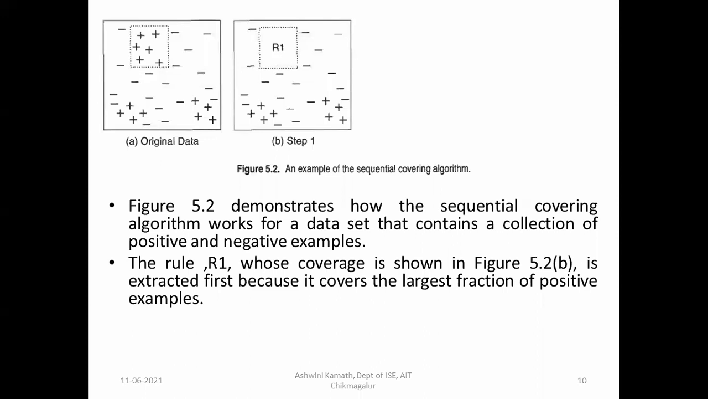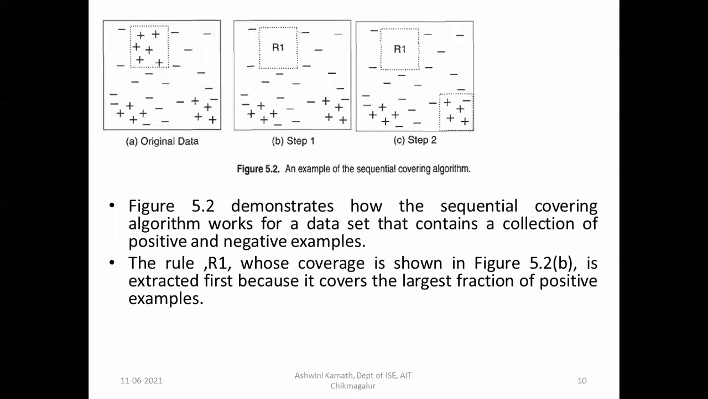The rule R1, whose coverage is shown in figure 5.2b, is extracted first because it covers the largest fraction of positive examples. More positive examples are in this area, so they will be covered by rule R1. Then after that, those positive examples are removed from the training records. Because if you keep them as they are, in the next iteration it will consider the same set again. So to avoid that, they will be removed from the training records, and then it will take up the next set of positive examples, which has the next largest fraction.